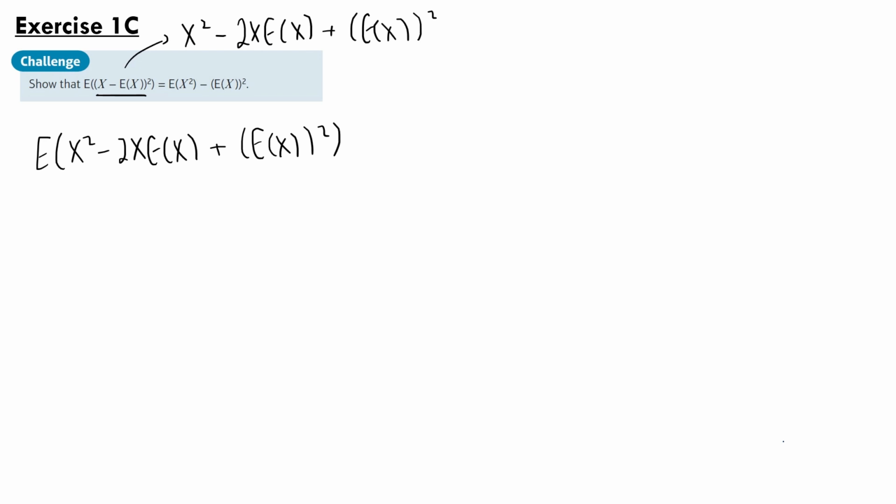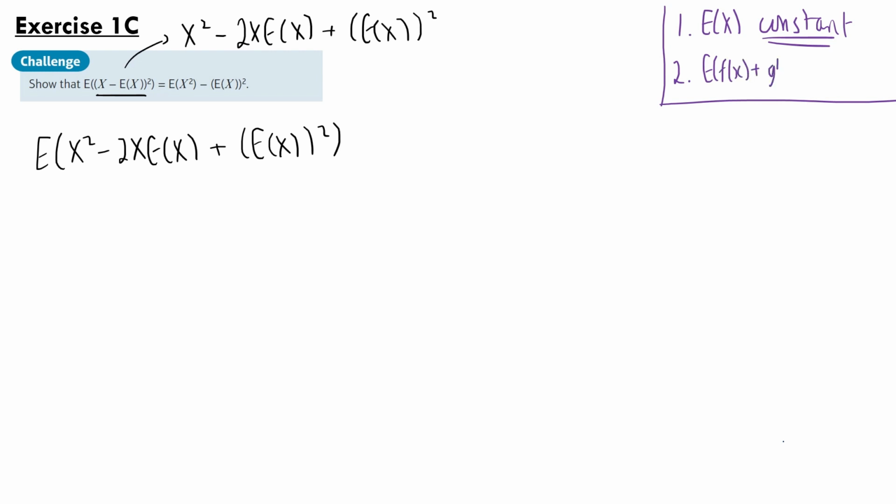And as we're simplifying this, we can remember two golden rules. The first one is that E of x is just a constant. And the second one is that the expected value of a sum of two functions can be split, so we have the expected value of f of x plus the expected value of g of x.